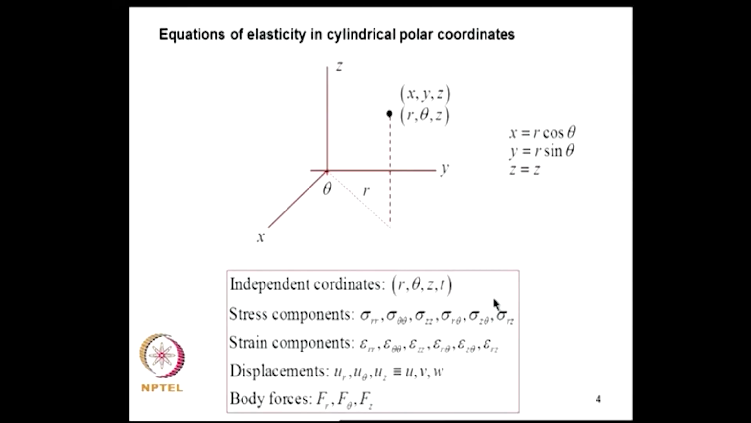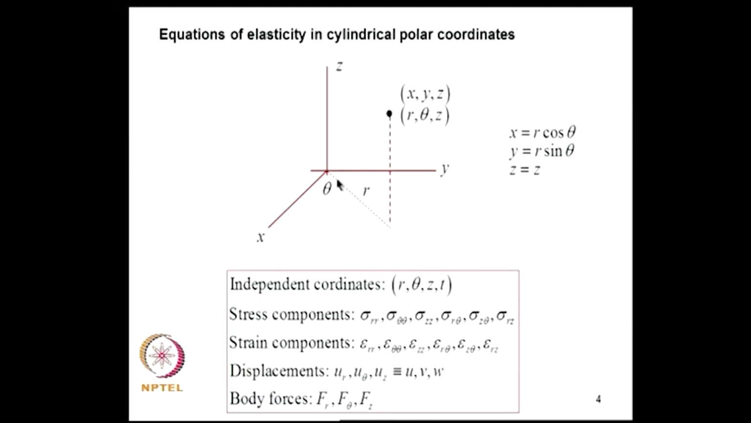Now, in today's class what we will do is we want to consider problems of again a kind of a 2-dimensional approximation to solids of revolution, solids which we obtain by revolving around one of the axes. So, that kind of objects geometry is well treated using cylindrical polar coordinates. So, we will quickly review the equations of elasticity in cylindrical polar coordinates.